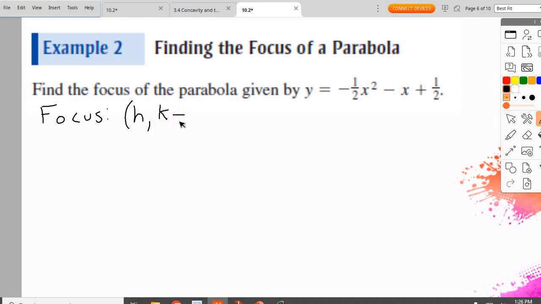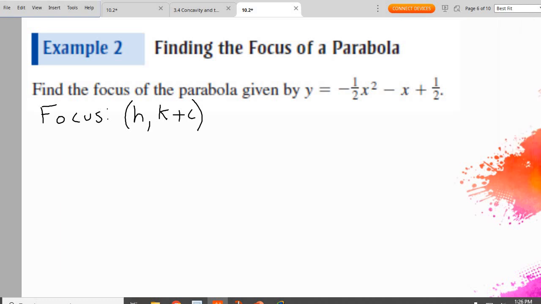Do we all see that? Do we all see where we are getting that formula from? Because like I said, it does not help us to have the formulas if we don't know which ones to use and how to use them. So do we all see in our equation I have an x squared, which means that I'm using my x squared stuff. So I'm looking at my focus formula for my x squared stuff, and we have h comma k plus c. Yes?